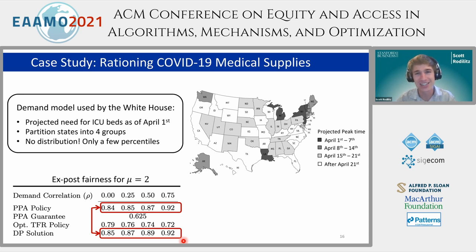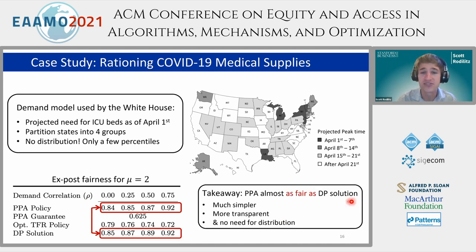In many cases, that DP is going to be intractable. We made this fairly simple so that we could solve the DP. And even despite this, our policy is almost as fair as a dynamic programming solution. And of course, it's much simpler. It's much more transparent. It's not this black box, and you don't need full distributional information. So we think there's a lot of good reasons to use this pretty straightforward policy in practical settings.